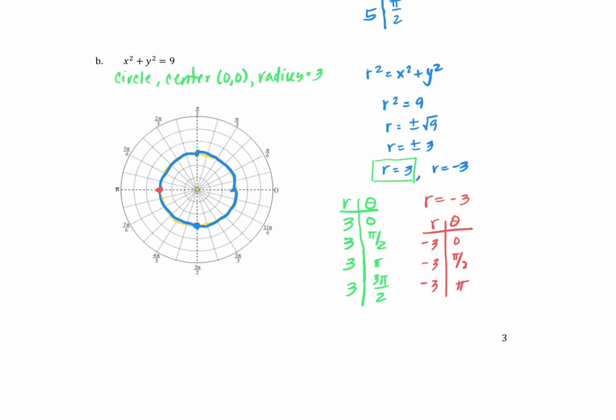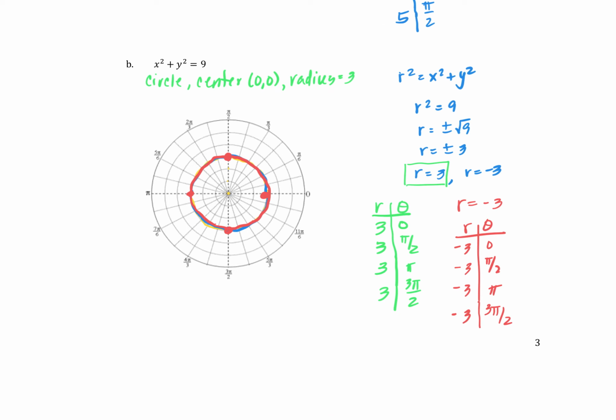If I go to pi over 2, and instead of going 3 towards pi over 2, I'm going to the opposite direction, I'll be at 3 pi over 2. If I go to pi, and I go in the opposite direction, 3, I'm here. Now, let's see, 3 pi over 2, we'll do that one as well. Opposite direction, there's my point. Same graph. Doesn't matter if you choose positive 3 or negative 3. You're going to get the same graph.